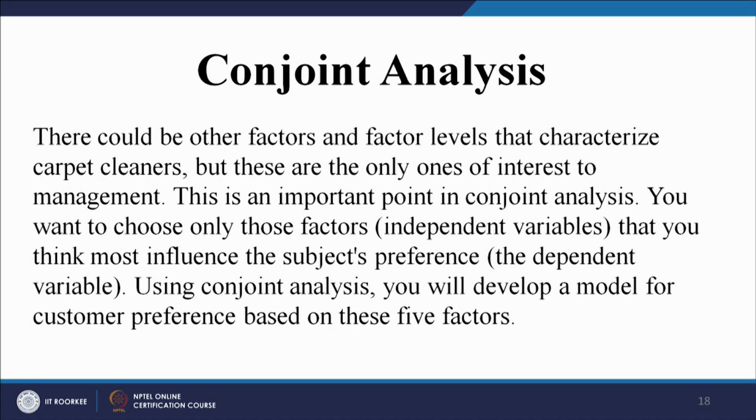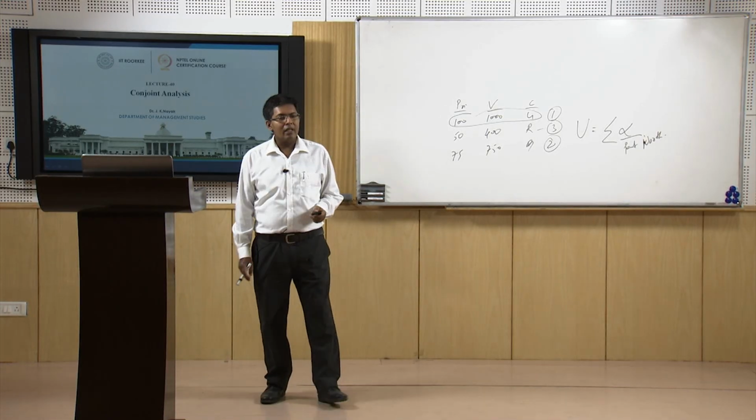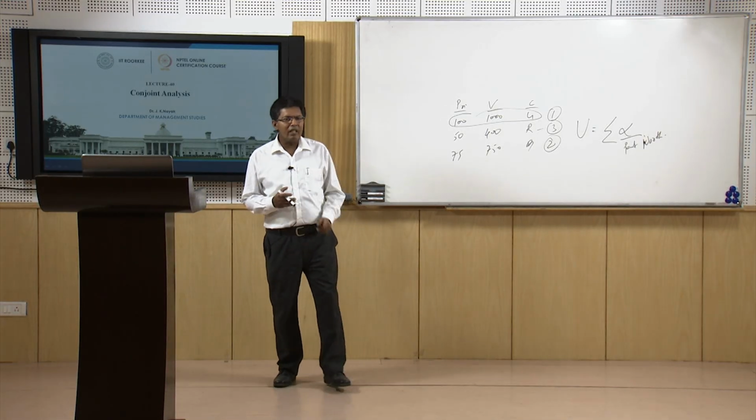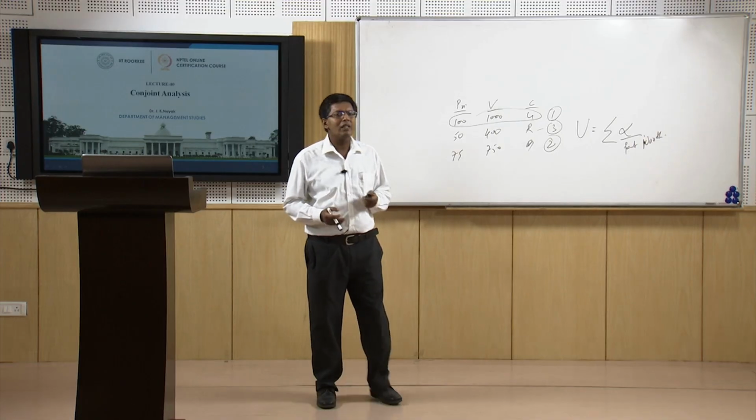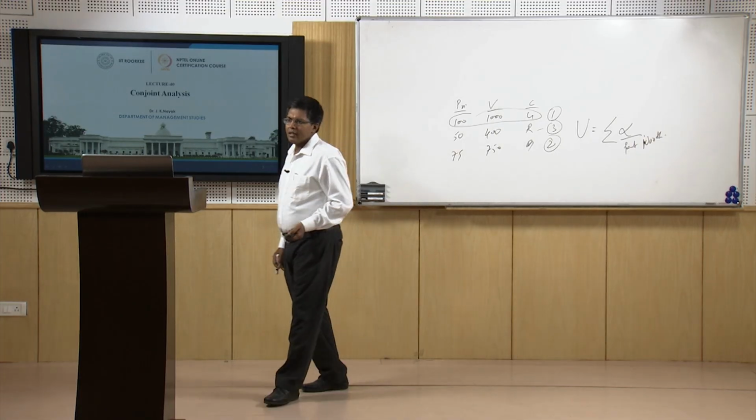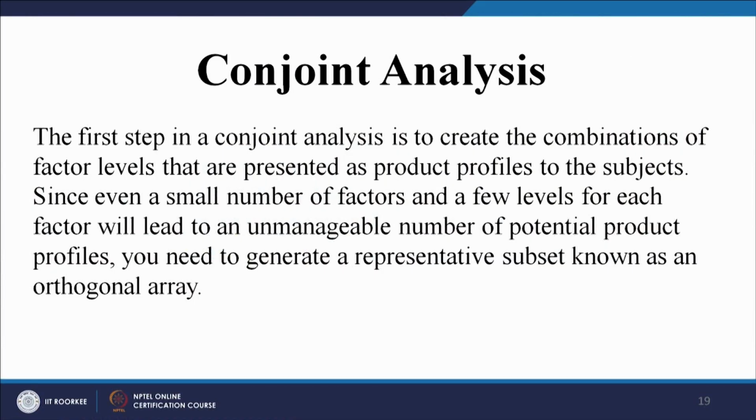Using conjoint analysis, you will develop a model for customer preference based on these 5 factors. On the basis of these 5 factors, we will see how consumers are making a choice. The first step in conjoint analysis is to create a combination of the factor levels that are presented as a product profile to the subjects. Since even a small number of factors and a few levels for each factor will lead to an unmanageable number of potential product profiles, you need to generate a representative subset known as an orthogonal array.